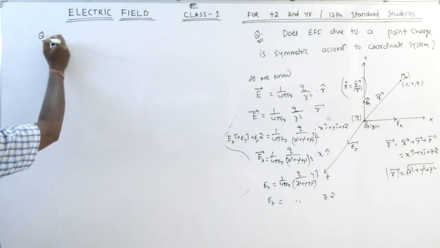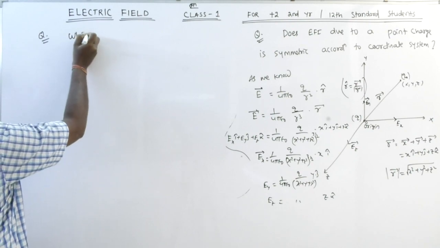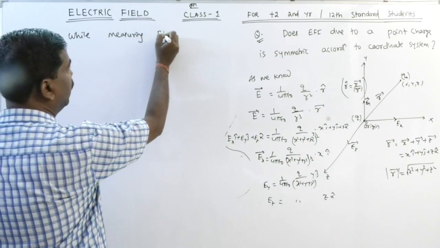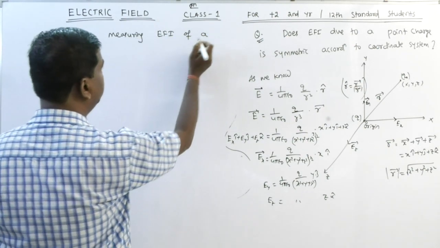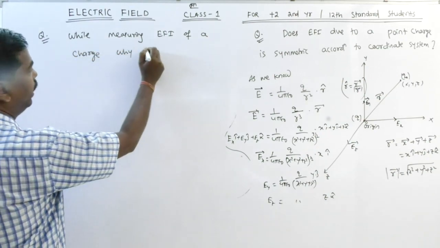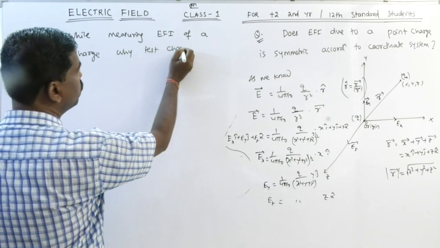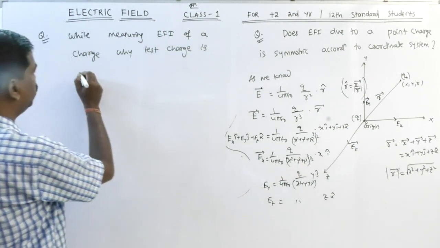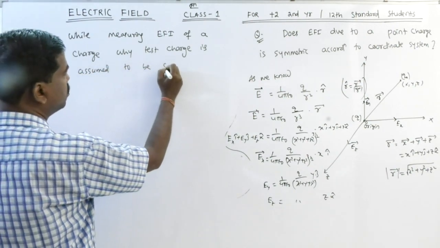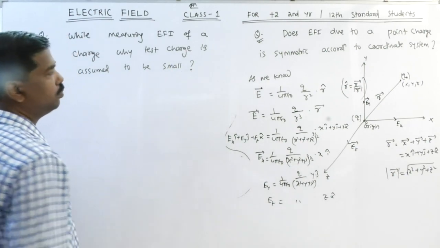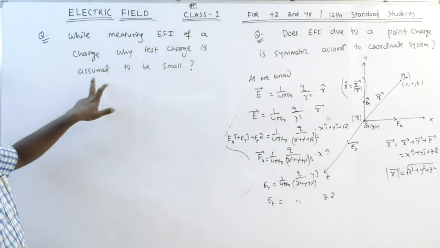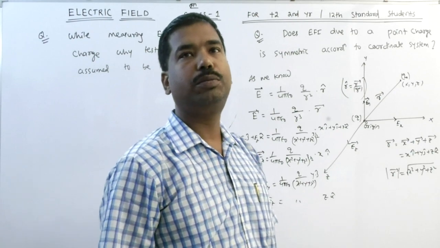This is a very important question. While measuring the electric field intensity of a charge, why is the test charge assumed to be small? Why is the test charge very small?